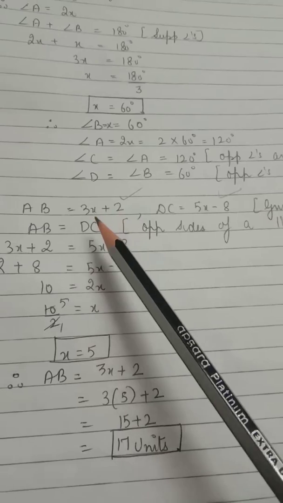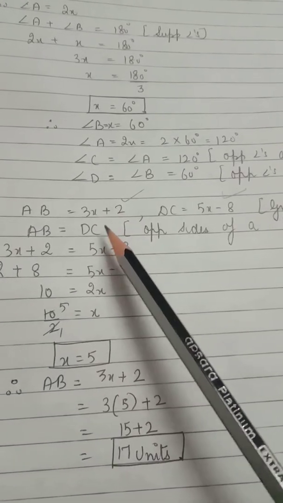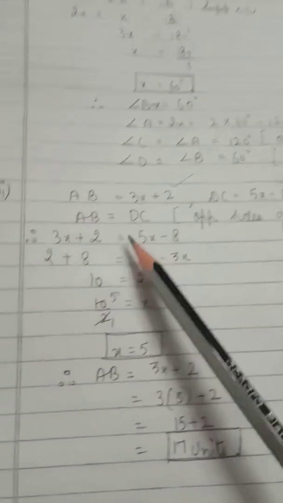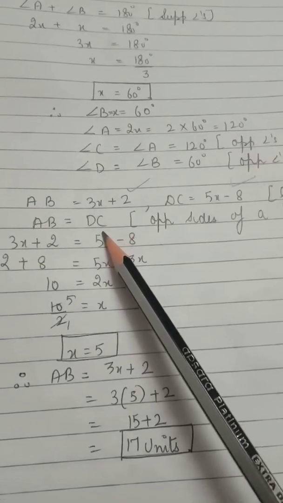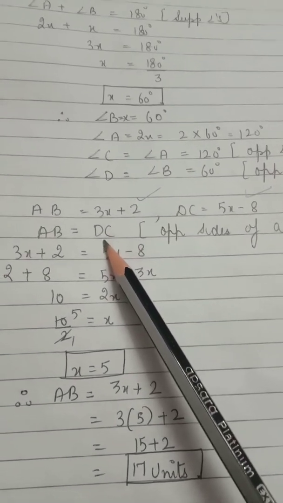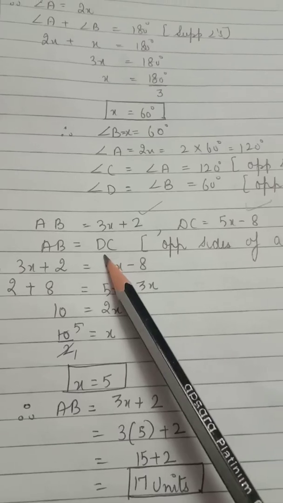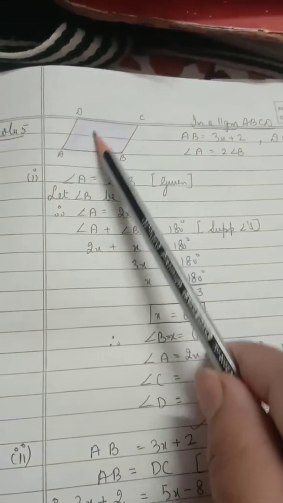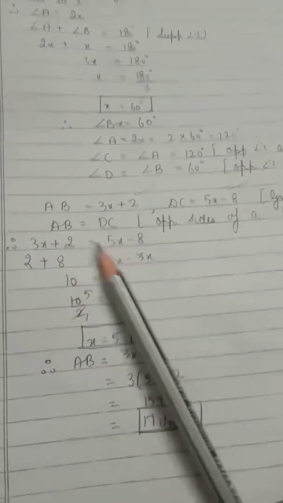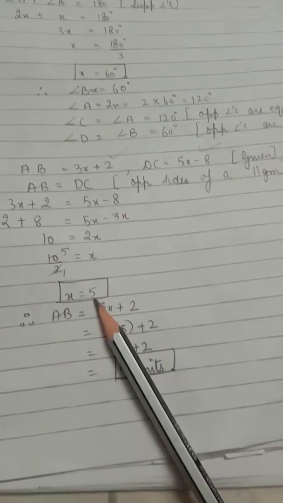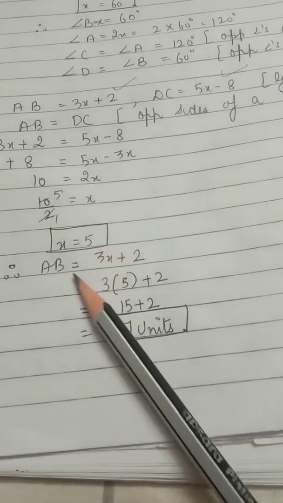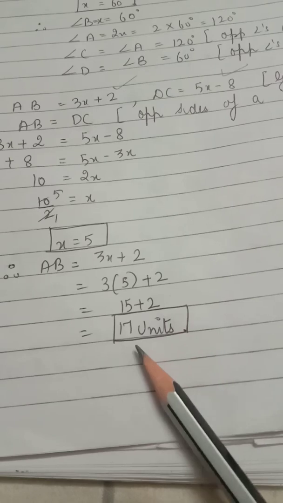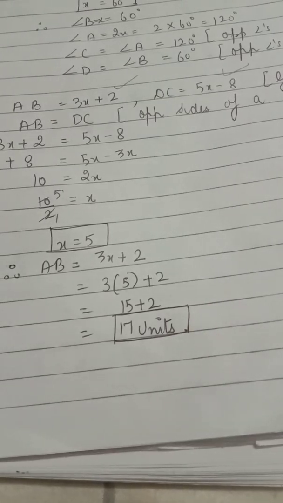And then the second part, they are asking you to find the length of AB. AB is given as 3x plus 2, and CD is given as 5x minus 8. Now AB and CD, if you see the figure, these are two opposite sides, and opposite sides are equal. So we can say that AB and CD are equal. Put the values of AB and CD, you get the value of x as 5, and put the value of x in AB, that is 3x plus 2, and you get AB as 17 units.